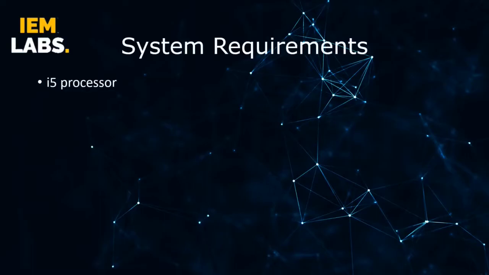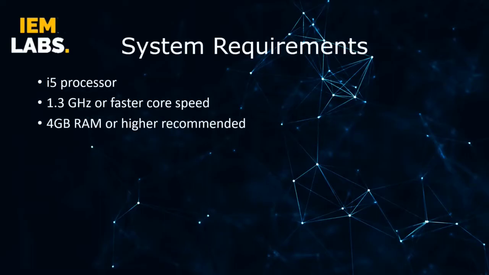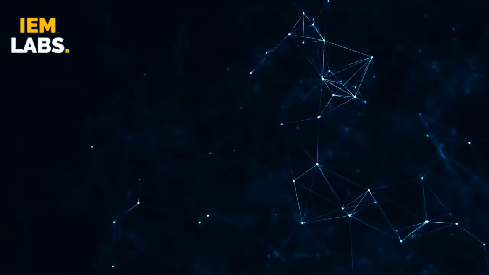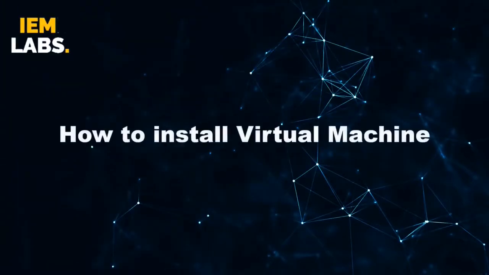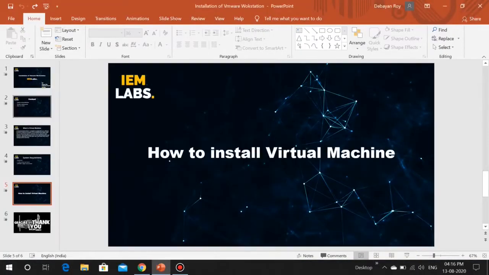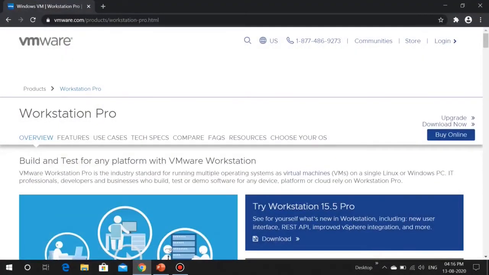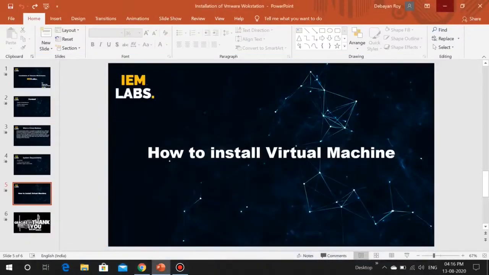System requirements are an i5 processor, 1.3 GHz or faster core speed, and 4 GB RAM or higher recommended. So now I'll show you how to install it. You need to download it from their official website, that is vmware.com, and after that you can install it.